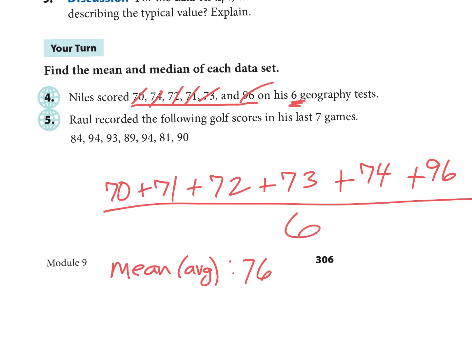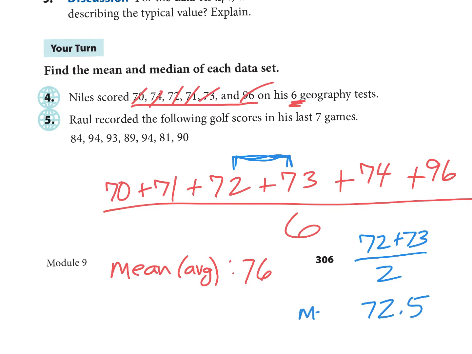Okay, now, next, the median. The median is the one that's in the middle. Now, the issue here is that there's not an exact middle because there's an even number. So these two are what we take for the middle, and then we have to average those two together. So we add 72 and 73 and divide that by 2, which is 72.5, and that's our median. Think about the median as the median strip in a road. It's right there in the middle.